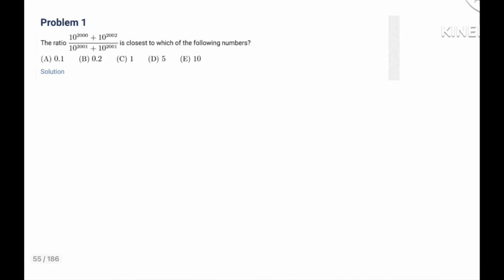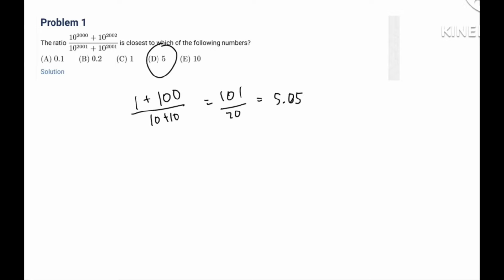Problem 1. The ratio (10^2000 + 10^2002) over (10^2001 + 10^2001) is closest to which of the following numbers? Let's just divide the top and bottom by 10^2000, since that's way too big. So it's (1 + 100) over (10 + 10), right? So it's 101 over 20, which is 5.05, I think, which is closest to 5, so it's D.